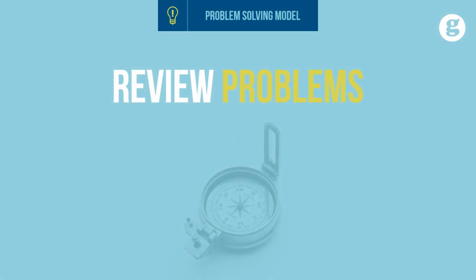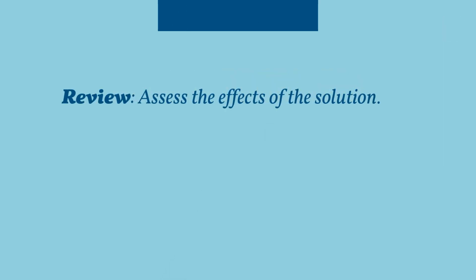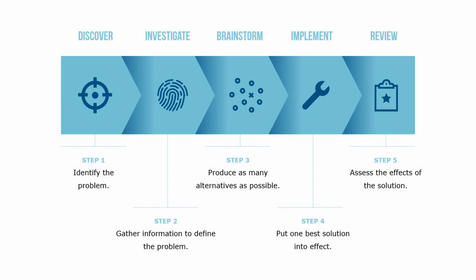Let's take a look at the review step of the problem-solving model. Step 5, Review, assesses the effects of a solution. Throughout the problem-solving process, you've been learning, evaluating, and improving to select the best alternative to put into place. Once you've put the solution into motion, you'll need to plan to find out if it's having the impact you wanted. That's what Step 5, Review, is all about.